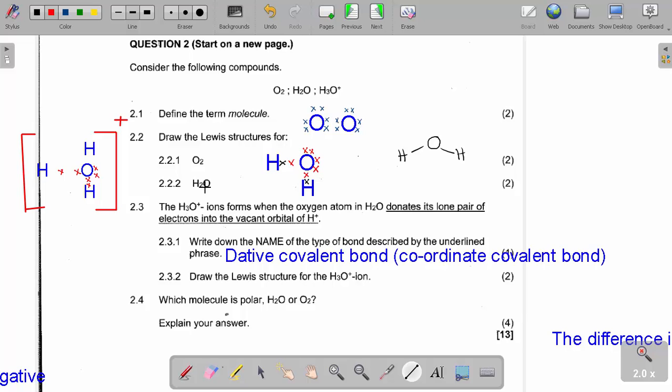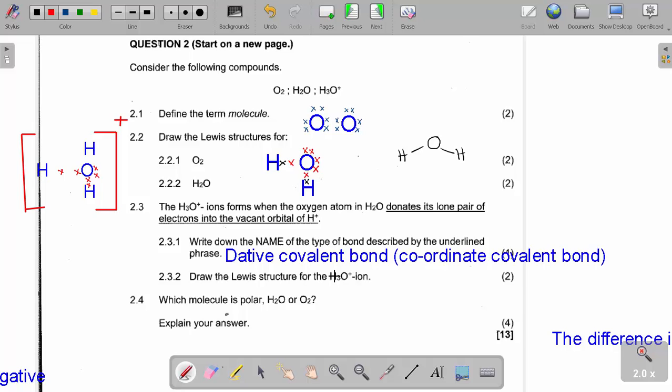Now they say, which molecule is polar? Is it water or oxygen? Explain your answer. In this particular case, our answer is going to be that the one which is polar is water. What about oxygen? It is non-polar. Okay, why? To get the polarity, we find the electronegativity difference.